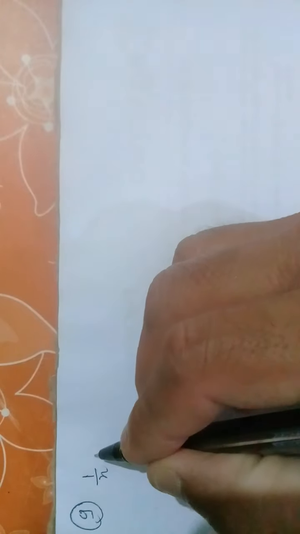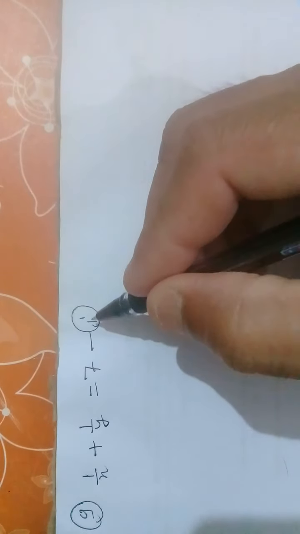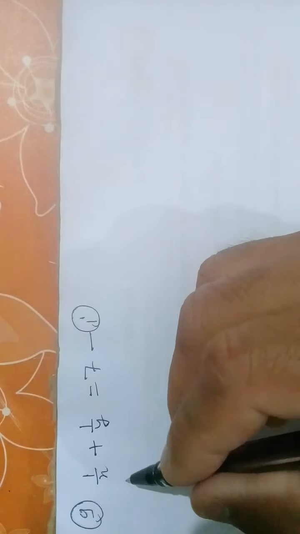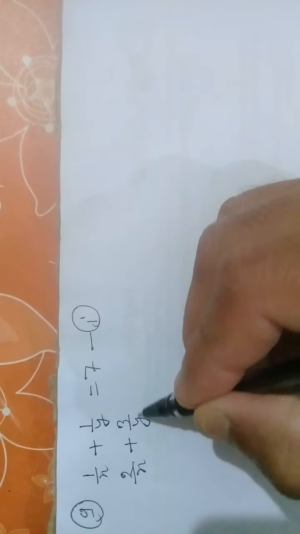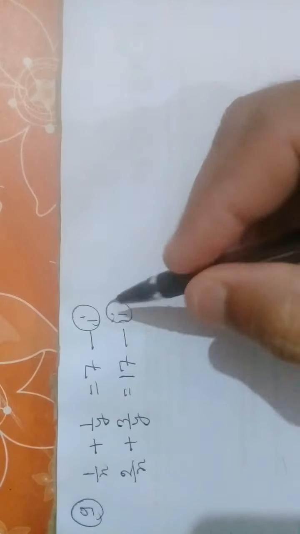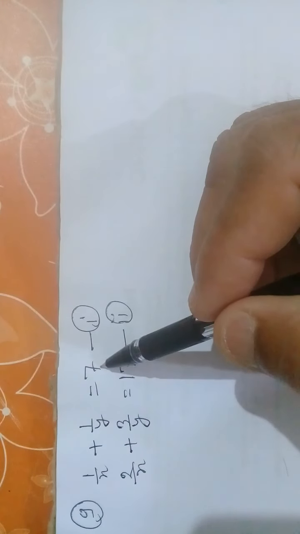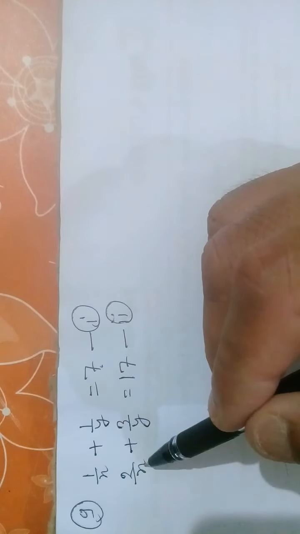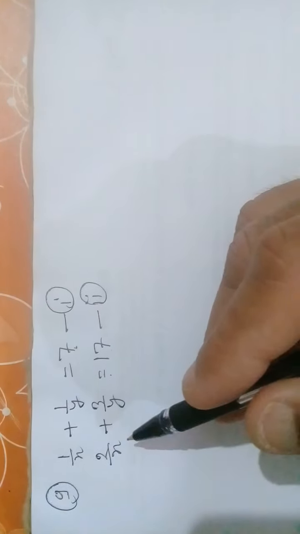1 by x plus 1 by y is equal to 7, equation 1. And 2 by x plus 3 by y is equal to 17, equation 2. Now I am going to solve this question.